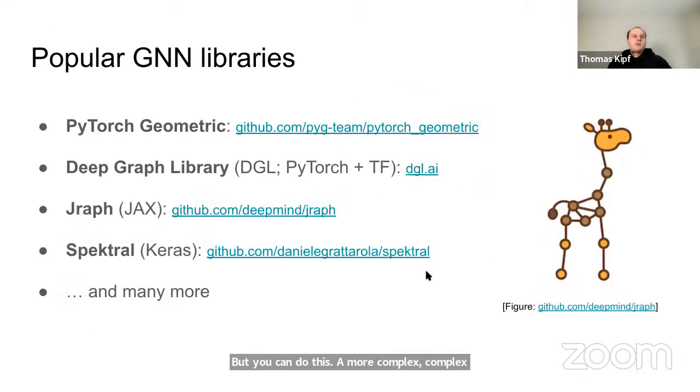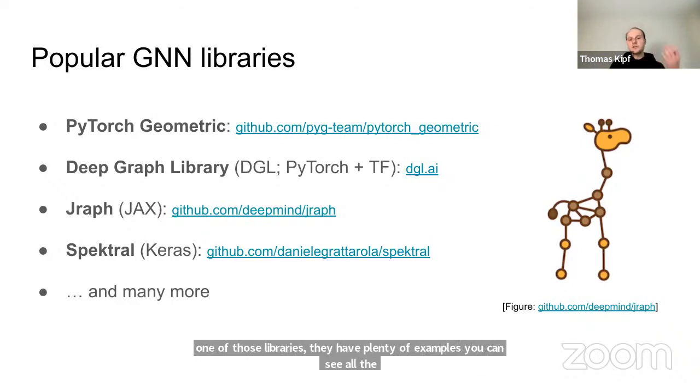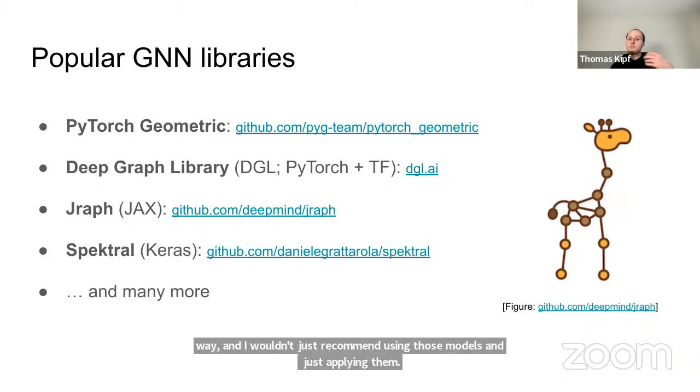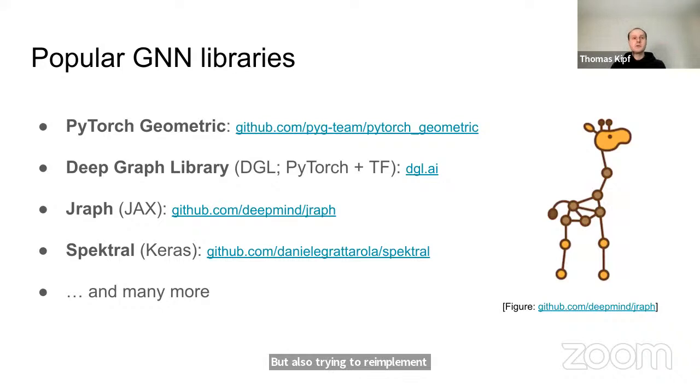Now, before we wrap up, I just briefly want to talk about some popular graph neural network libraries, because effectively, if we want to use graph neural networks in practice, the best starting point is probably to go to one of those libraries. They have plenty of examples. You can see all the code and details, the link to all the papers. You can learn a lot about those models in a hands-on kind of way. And I wouldn't just recommend using those models and just applying them, but also trying to re-implement one of those, for example, in one of those libraries.